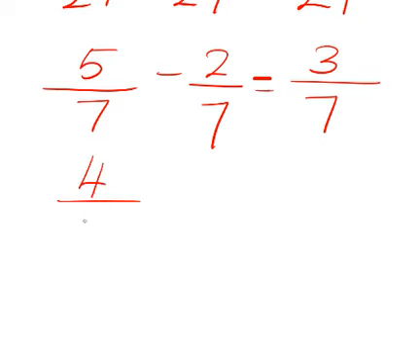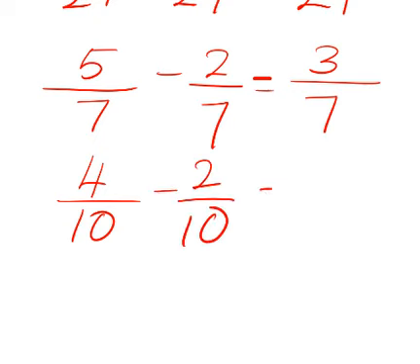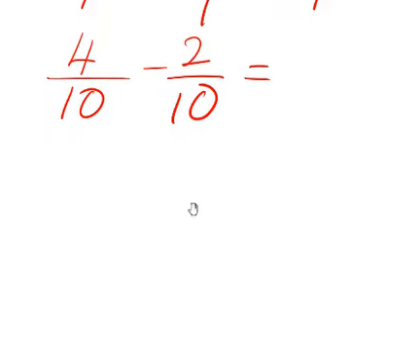4 over 10 minus 2 over 10. So we can see that these two are like fractions. So our answer's denominator will also be 10. Then the numerator will be 4 minus 2, that is equal to 2. Actually, this one can be simplified further.